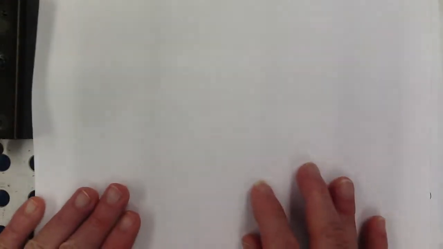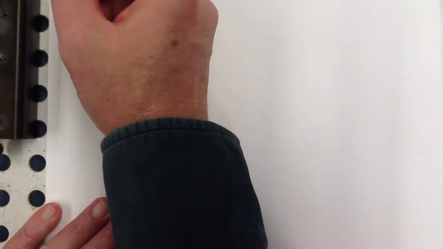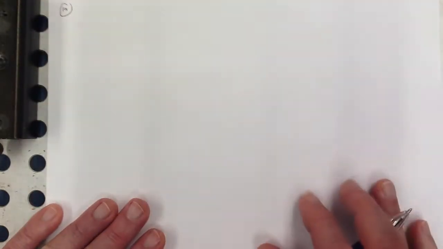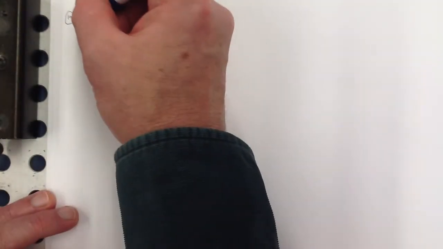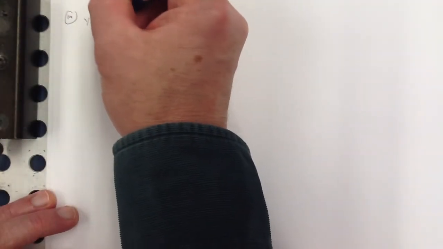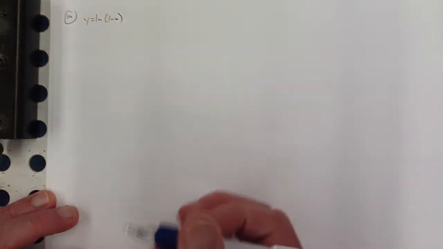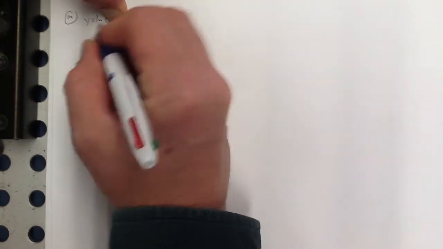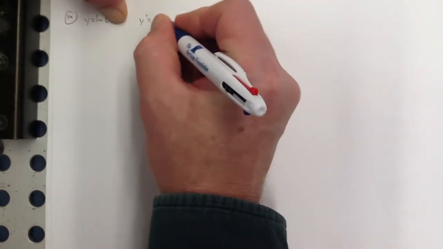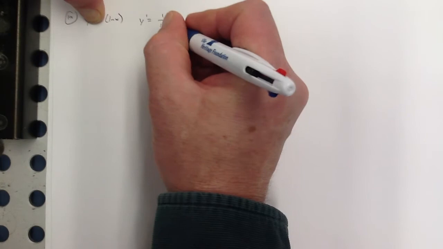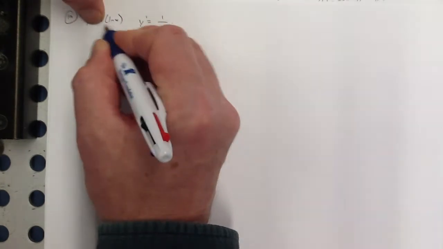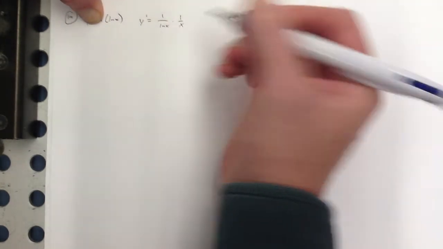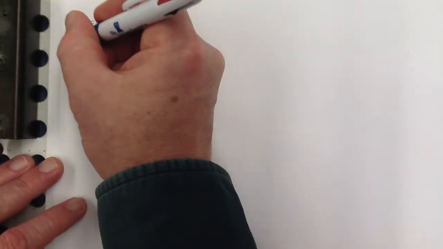Oop, physics. Where are we at? 19. The natural log of x. What an odd thing to do. Okay, so let's see. The derivative of natural log whatever is 1 over whatever times the derivative of what's inside. So that's it. No, it's not hard.